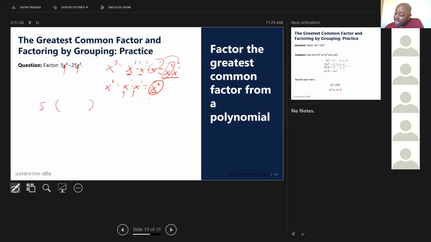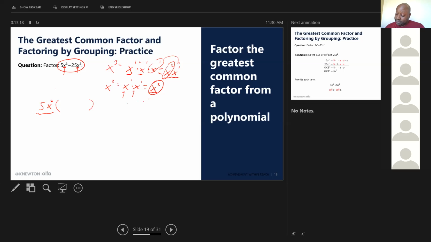Okay. So now I can pull that x squared out and write it outside of the parentheses next to the 5. So now I have 5x squared right here as the greatest common factor for what I just circled. So that's how I got the 5x squared. Okay, yeah, that makes sense.